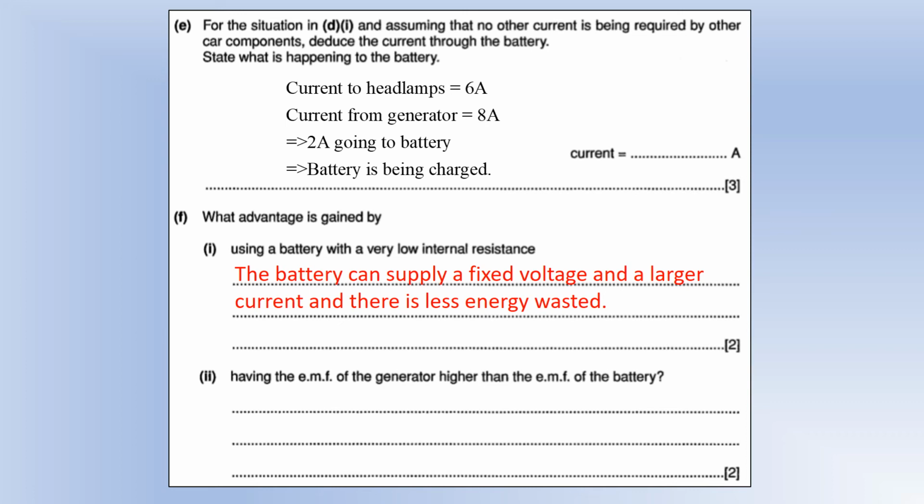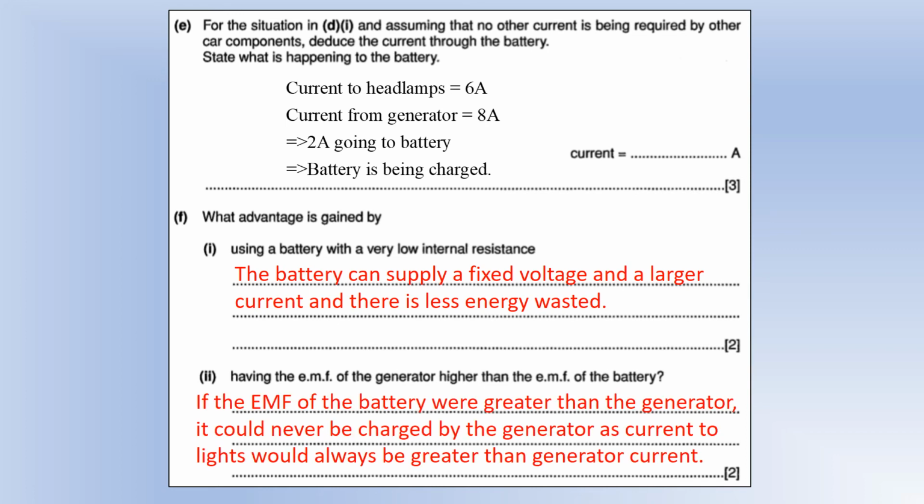What advantage is gained by having the EMF of the generator higher than the EMF of the battery? So I'm going to explain this by considering the opposite case. If the EMF of the battery was greater than the generator, you could never charge the battery using the generator, because the current going to the lights would always end up being greater than the generator current, and you'd end up trying to charge the generator essentially, which is probably going to break it.